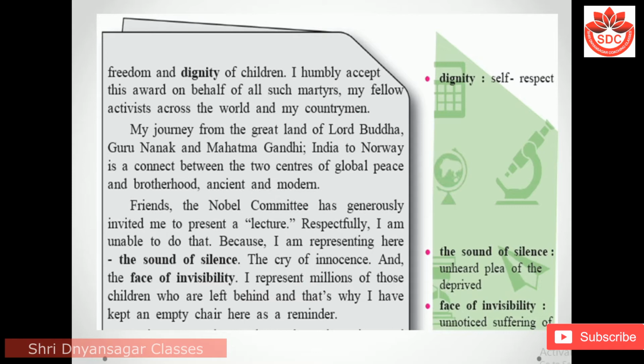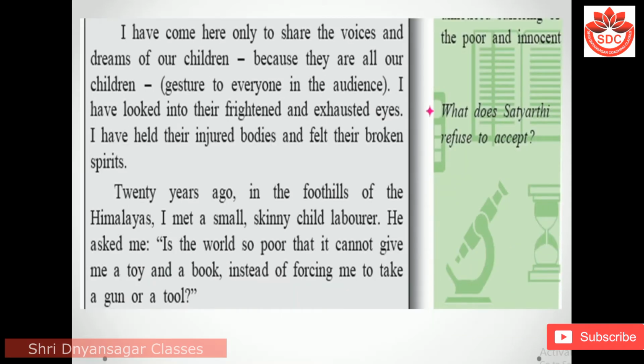I represent millions of those children who are left behind, and that's why I have kept an empty chair here as a reminder. I have come here only to share the voices and dreams of our children because they are all our children. I have looked into their frightened and exhausted eyes. I have held their injured bodies and felt their broken spirits. Twenty years ago, in the foothills of the Himalayas, I met a small skinny child laborer. He asked me, "Is the world so poor that it cannot give me a toy and a book instead of forcing me to take a gun or a tool?"